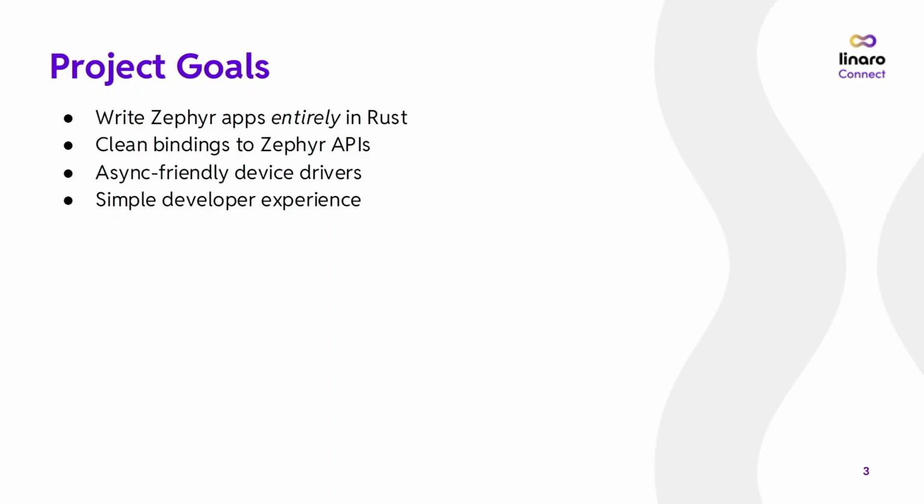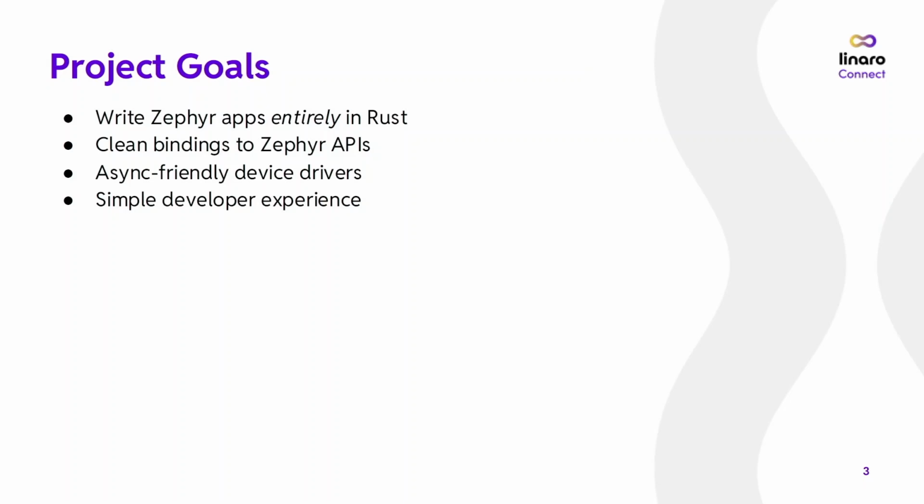And the goal here was, as a developer of an application running on Zephyr, can I write it in Rust? And can I write it entirely in Rust? And even more ideally, can I write it in Rust without having to sprinkle unsafe keywords all over my code? So part of that is these kind of clean bindings to the Zephyr API. There's a bit of semantic differences between how Rust likes to do things and how typical C bindings like to do things. And can we make nice clean bindings?